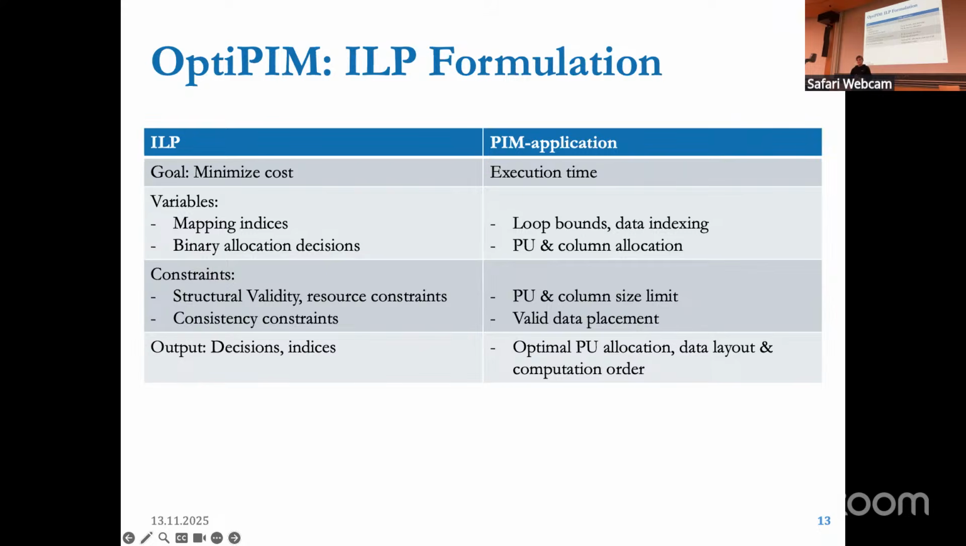And lastly, as an output, we get decisions and indices. What does this mean? Well, we get our optimal PU allocation, so processing memory unit allocation. We get our data layout and our computation order. So basically everything we need to then generate the code for our specific problem.